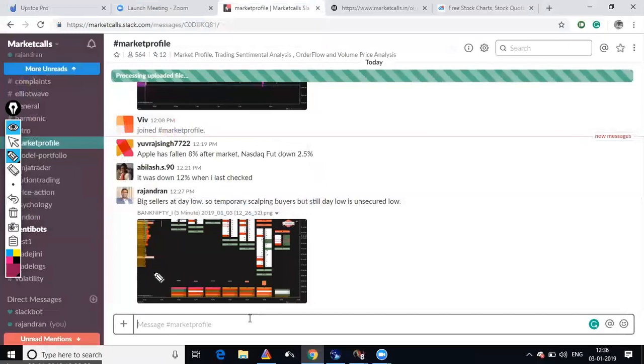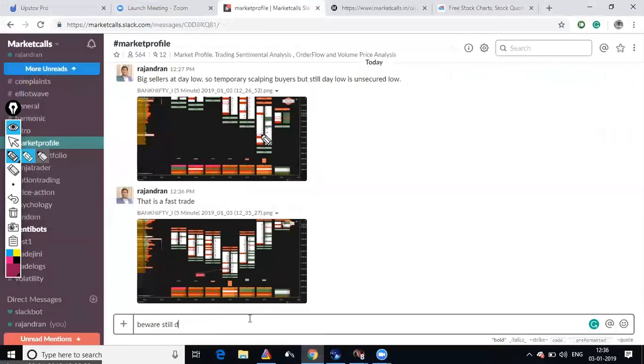So when a big selling activity is happening at the day low, you can see that previously big selling activity has been spotted over here. The comment was: big sellers at day low, so a temporary scalping buying opportunity, but still it is an unsecured low. Even though big selling is happening at the day low, you can see a couple of four layers, and then the price started, the candle ends. It's a scalping opportunity.